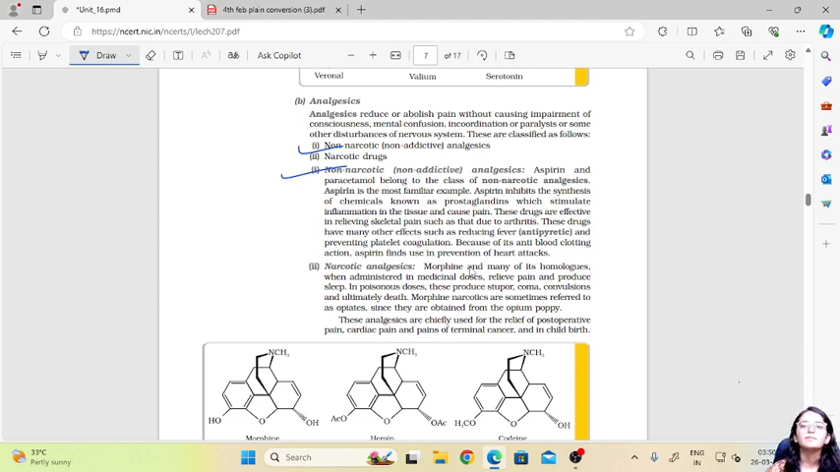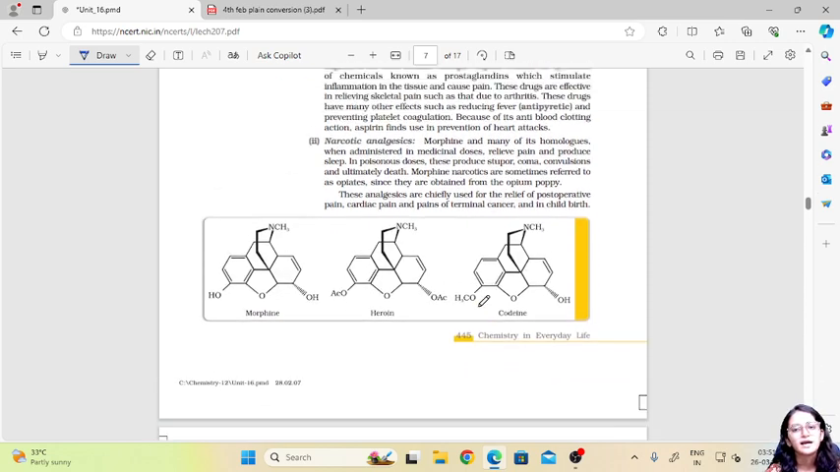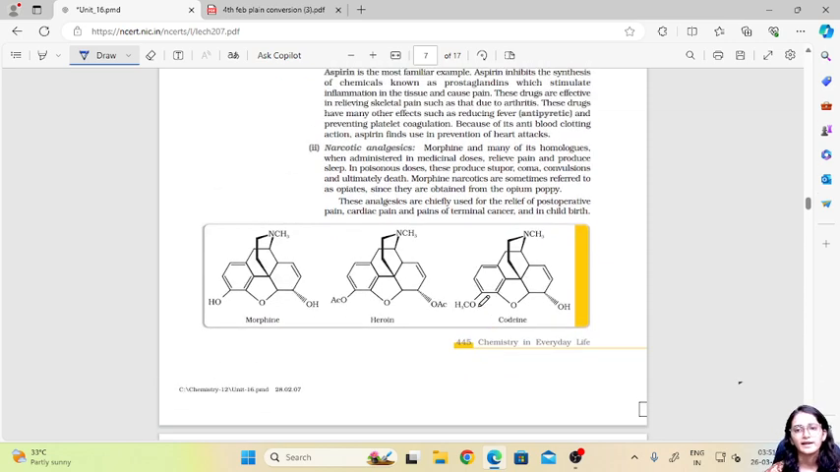Then we have antipyretic. Antipyretic means the drugs which are used when you have fever, to reduce the temperature, and preventing platelet coagulation. Then narcotic. Narcotic means they are basically addictive drugs, and an example is morphine. Morphine is one of the important examples here. It relieves pain and produces sleep. In poisonous doses, these produce stupor, coma, convulsions and ultimately death.